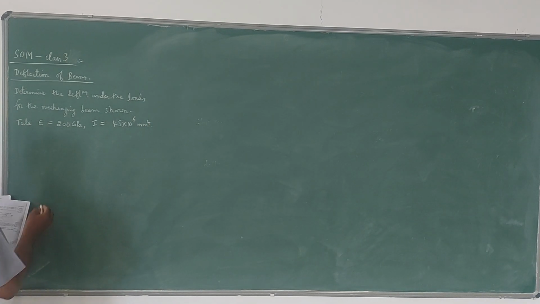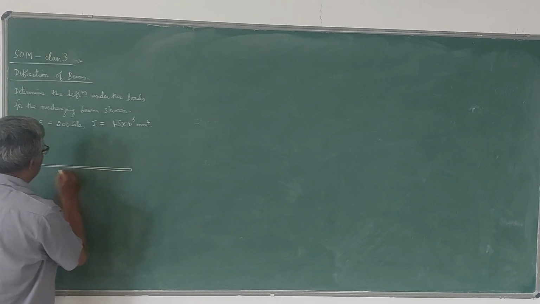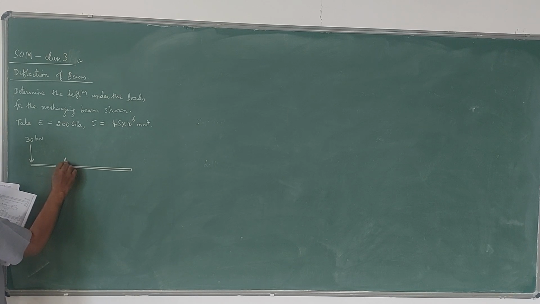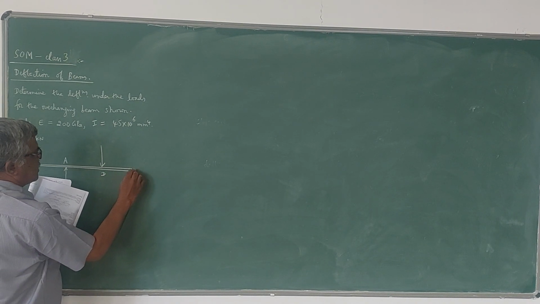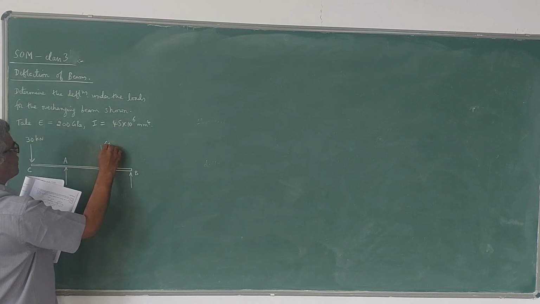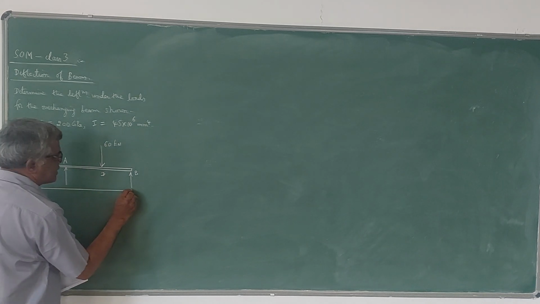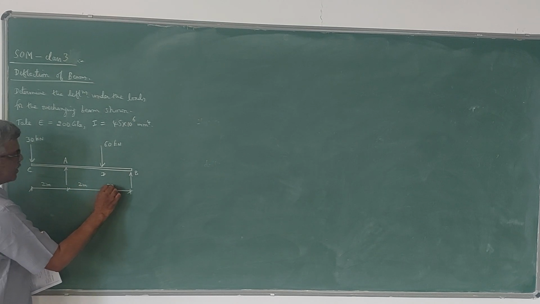So the figure is given like this. It is an overhanging beam on one side. This is the beam. You have a concentrated load here, 30 kN. Support A is here. So this is C. And you have a concentrated load here at D. That concentrated load is 60 kN. So you have loads at C and D, 30 and 60 kN, and simple supports at A and B. Distances are like this: all these are 2 meters, 2 meter, 2 meter, 2 meter.